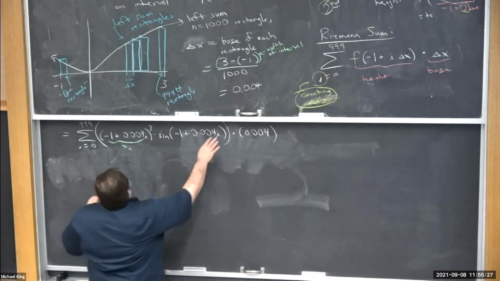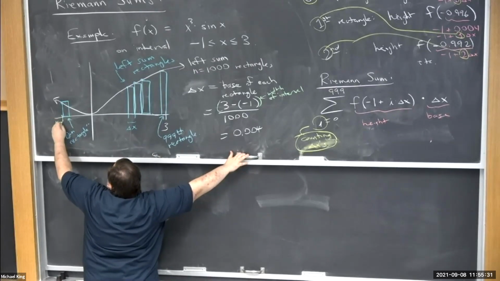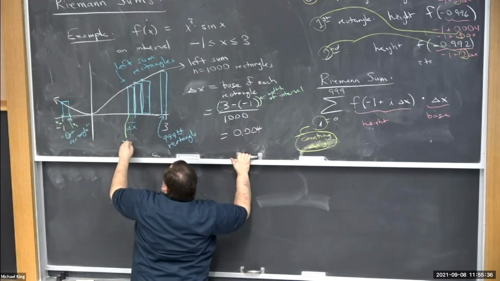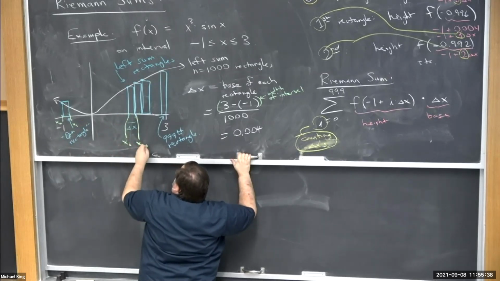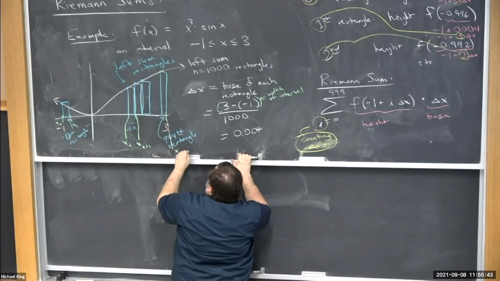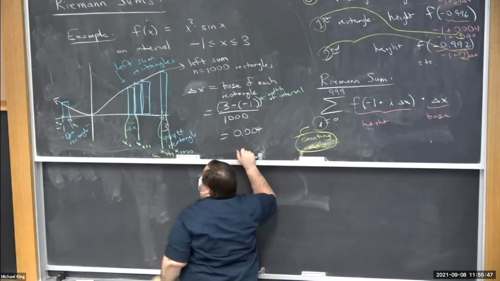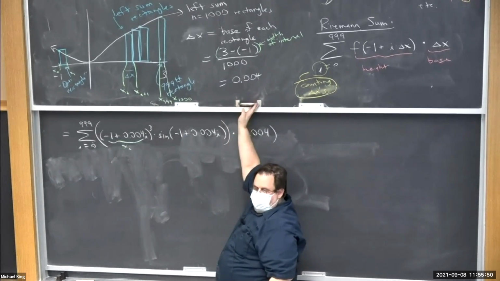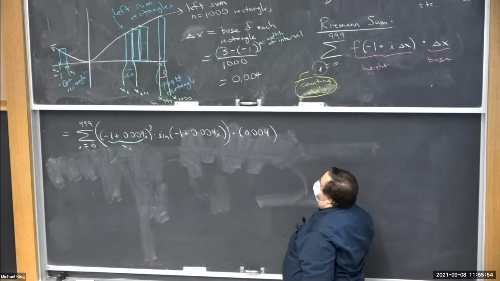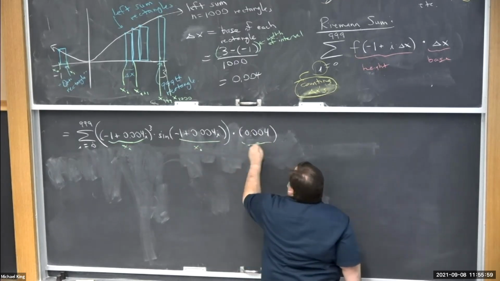Yeah, so if we call these points, if this point was x sub 0, and this point was x sub 1, and this point is x sub i, this point's x sub i plus 1, and this point here is x sub 1,000, and this point here is x sub 999. You could write it all in terms of these points if you wanted. Those are the points that you're plugging into the function. So I have to plug it in both places. And then this is delta x.